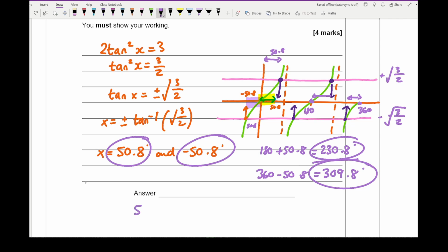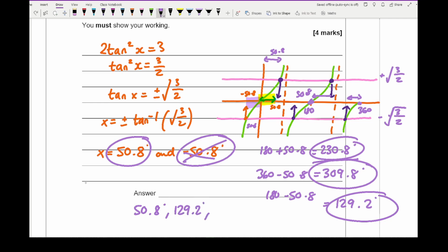So my 4 angles are these numbers here. So I need to write 50, actually not that one, it's this one here I need to work out, and that's 180 minus 50.8, which gives me an answer of 129.2, and there is my third angle. So my angles are 50.8 to 1 decimal place, we've got 129.2 degrees, we've got 230.8 degrees, and we've got 309.8 degrees, and there are my angles for that one.